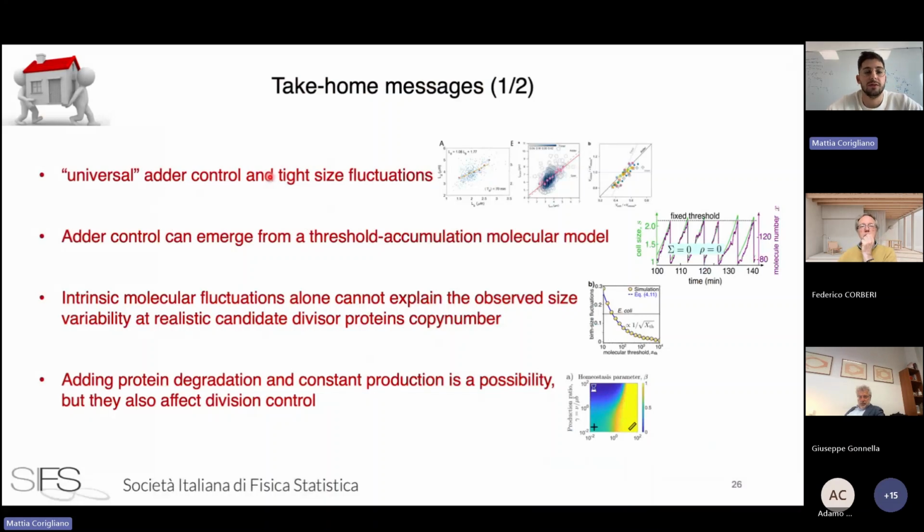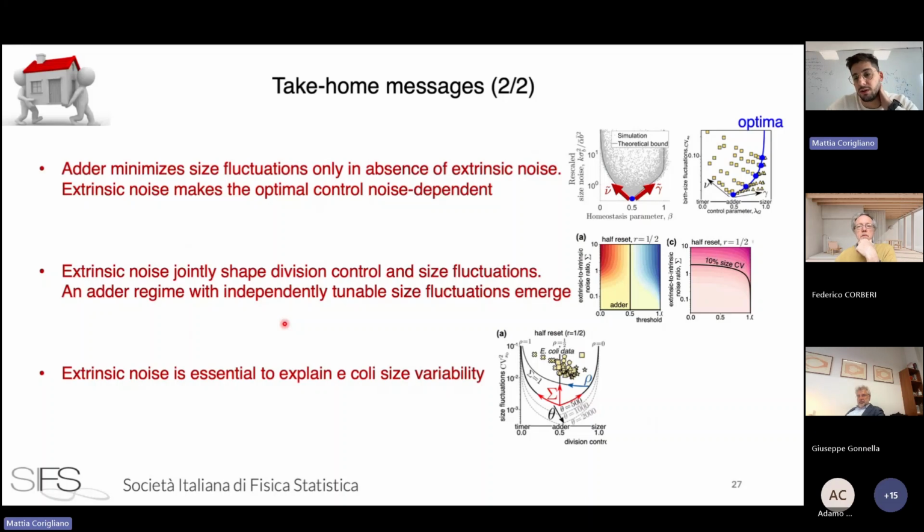And so with that, I'm concluding. The take-home messages are that there is a universal adder control and tight size fluctuation in different organisms. I showed you a simple mechanistic model in which you can have adder control, although other mechanisms such as DNA replication surely play a role. If you just consider molecular fluctuation, you can explain the adder, but you cannot explain the actual size variability you see in the data. And basically, we found a way to reconcile both quantities.